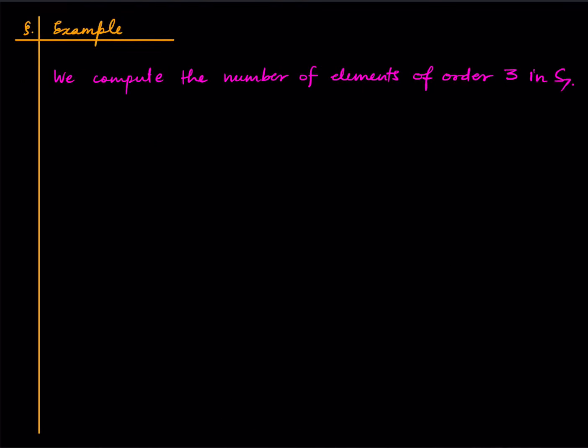And let us make an example computation, which I won't do in full. We compute the number of elements of order 3 in S7. By the previous proposition, any element of order 3 in S7 will either look like this in the cycle representation, or it will look like that. How many things of this sort are there? There are 7 options for this, then 6 for this, and 5 for them. So it's 7 times 6 times 5.